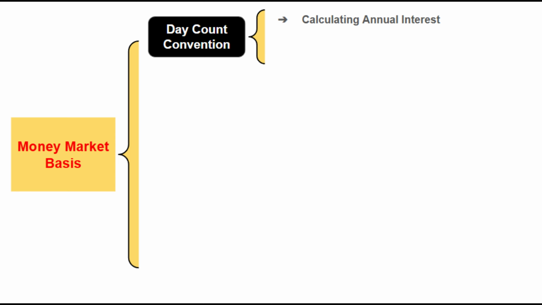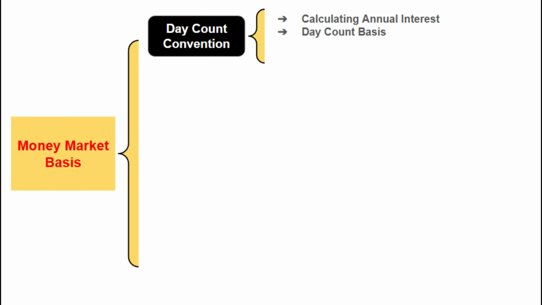For the purpose of calculating annual interest, it might seem reasonable to assume that a year has 365 days. However, in practice, interest calculations don't always assume that this is the case. A year can have 365, 366, or even only 360 days. Moreover, individual months can contain more or fewer days than you might expect.